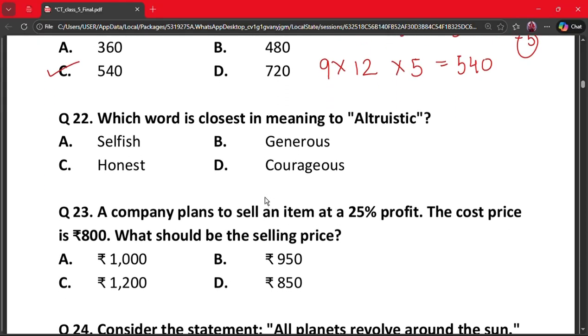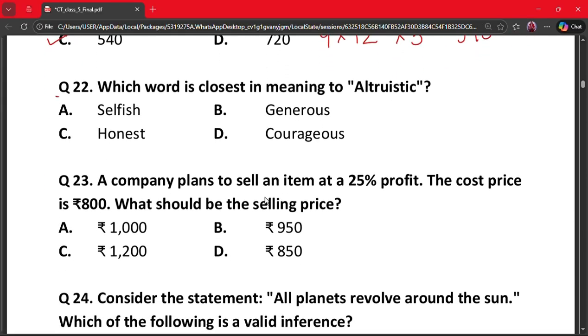Moving on to the next question, that is question number 22. Which word is closest in meaning to altruistic? A. Selfish, B. Generous, C. Honest, and D. Courageous. So here the correct answer is option B, that is generous. Why? Because altruistic means caring about others without expecting anything in return. A generous person gives and helps willingly, and selfish is the opposite of altruistic. So the closest meaning is generous.